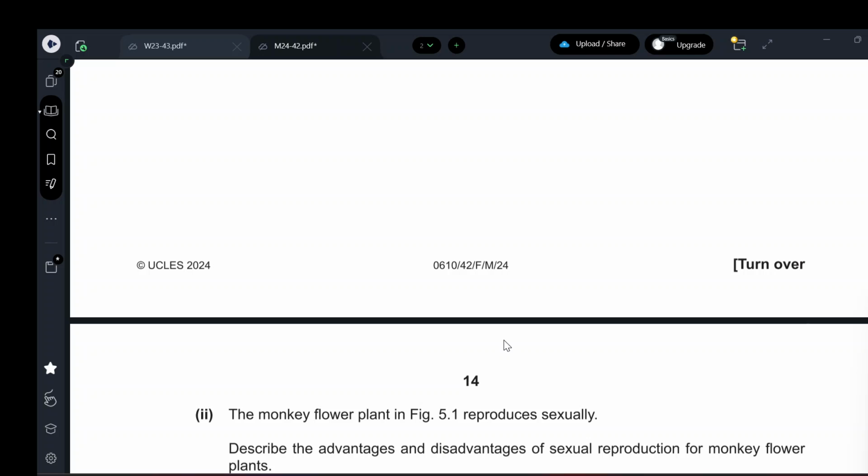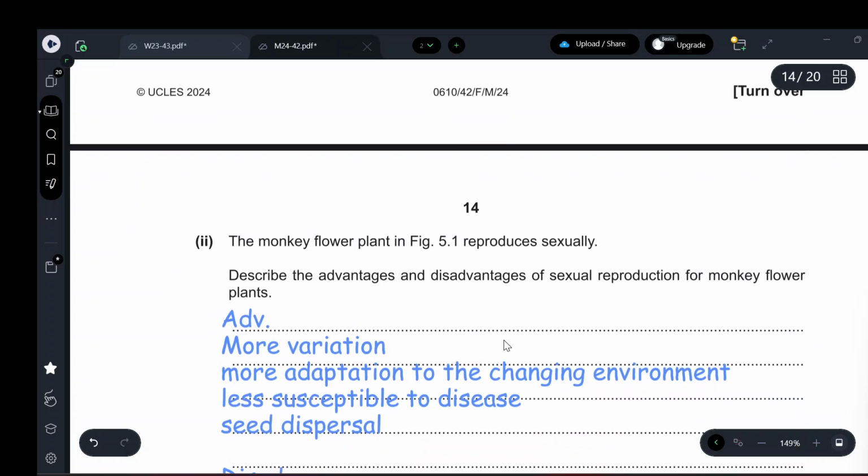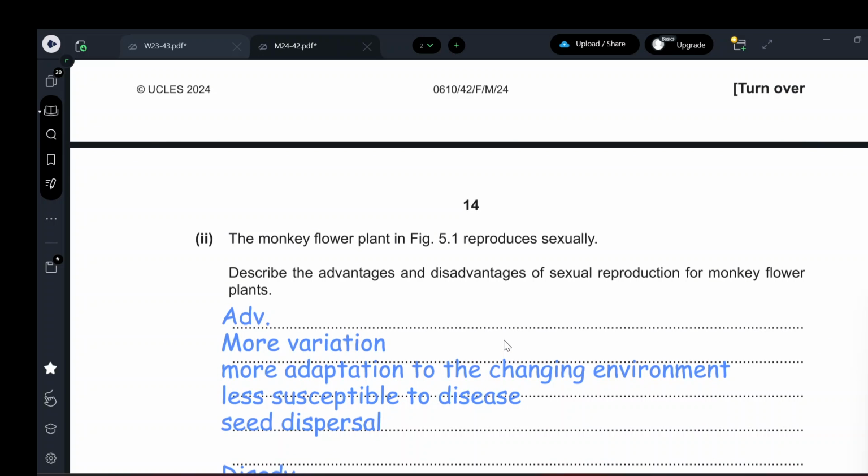Describe the advantages and the disadvantages of sexual reproduction. What is sexual reproduction? You have two gametes, male and female, and they fuse together and they give you a zygote. What is the advantage of this type? Of course, it will give you variation, which increases the evolution and adaptation to the changing environment. You will have seeds, so there is better chance of seed dispersal, less risk of diseases, less susceptible to diseases. Okay, these are the advantages for sexual reproduction.